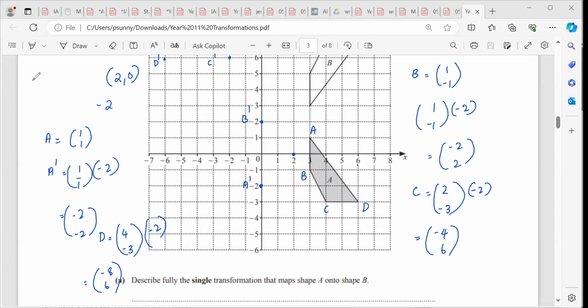We need to use a ruler to join A dash to B dash, then from here C dash to D dash, and then D dash to A dash. This will be the enlargement of scale factor minus 2 with the center of enlargement as 2 comma 0.